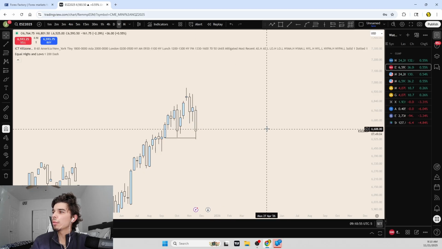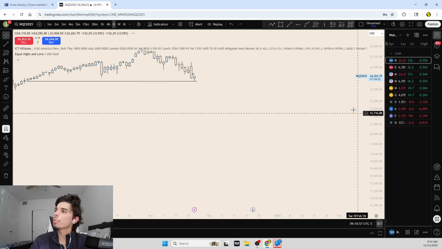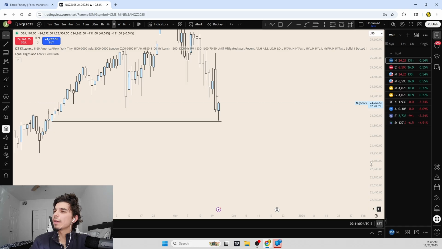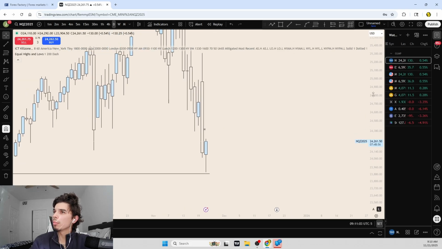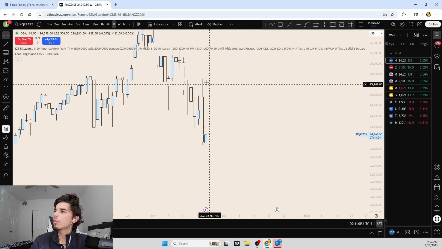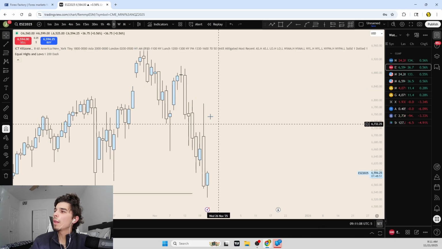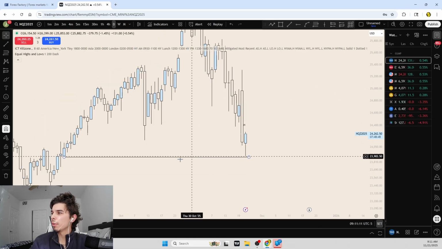So we do have an SMT there. However, I'm not expecting that to disrupt anything. I think we're still going to continue lower. ES left relatively equal lows there. There's nothing really brewing up on the daily. We came up and swept, or we didn't sweep these intermediate highs, but we did get a good retrace yesterday, and then we shit the bed.